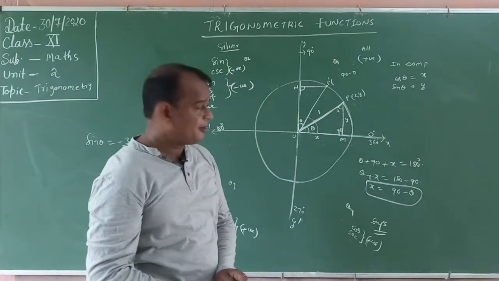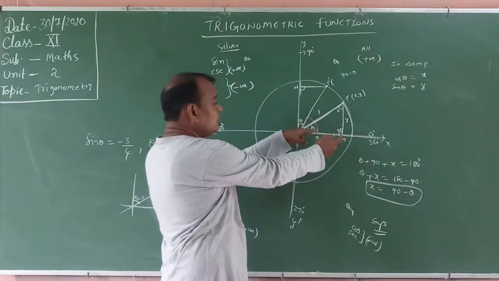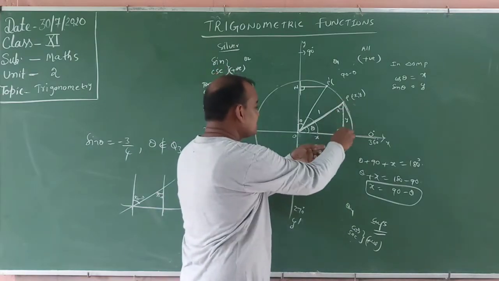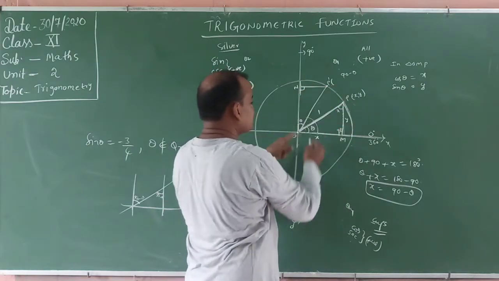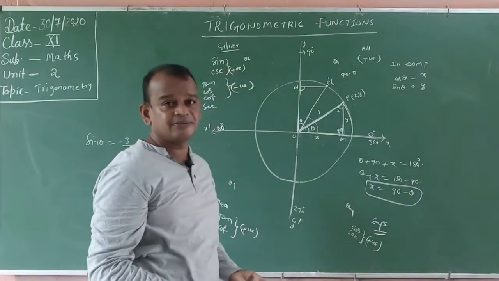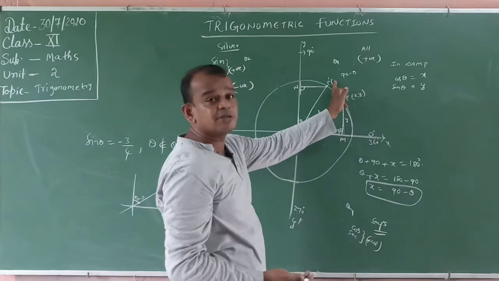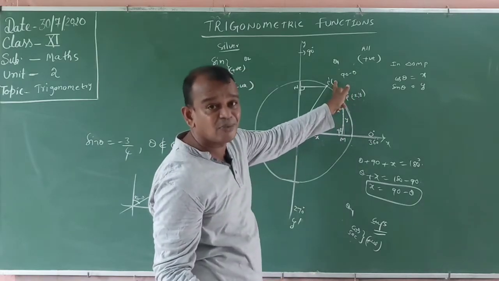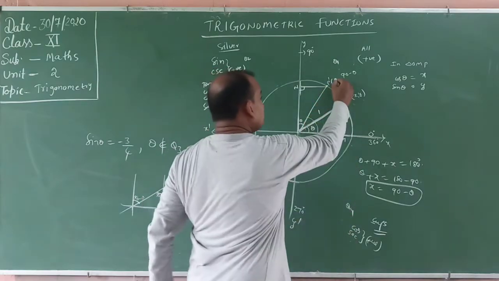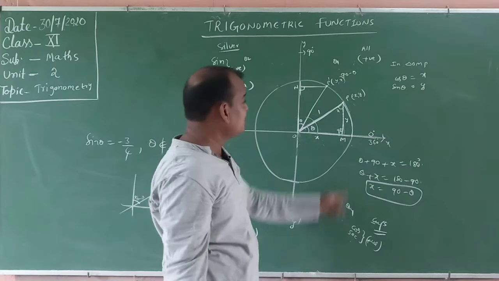One thing you remember: whenever we rotate here, those two must change. What changes? The y-axis will change into the x-axis, and the x-axis will change into the y-axis. You remember that? If it was x, y, now here it is compulsorily y comma x. Understood or not? Y comma x.